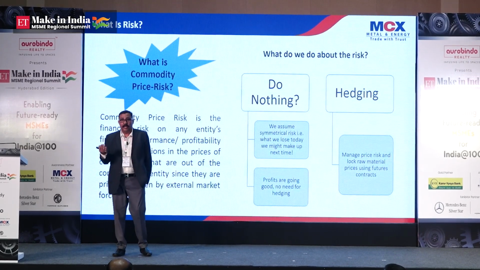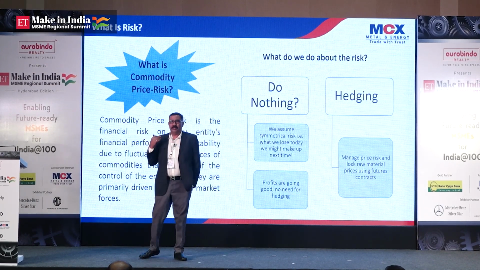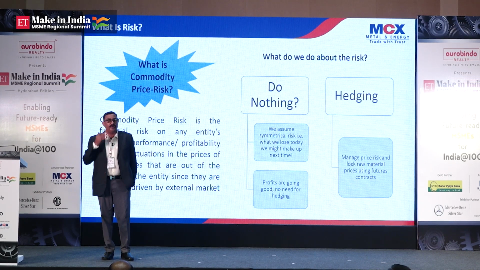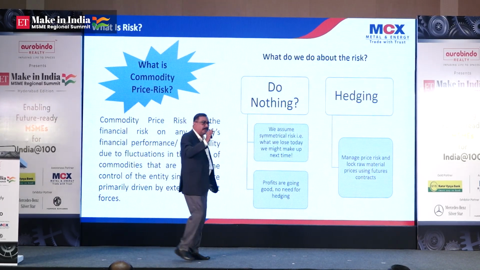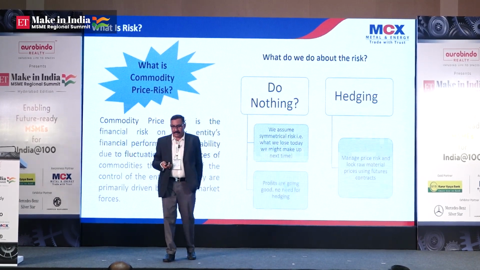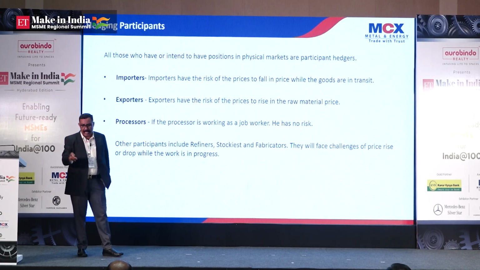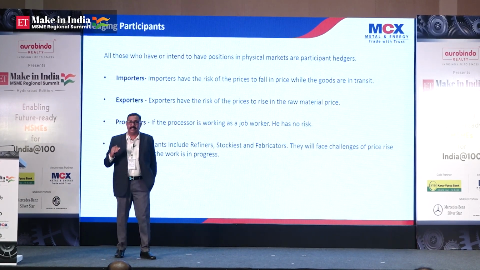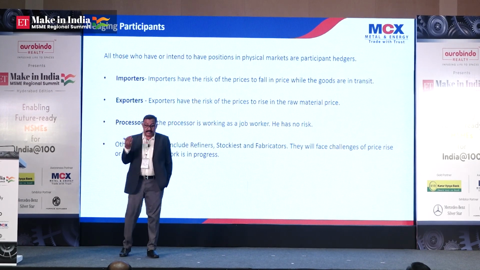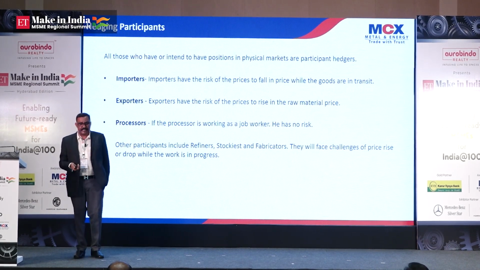That means we assume a symmetrical risk, right? Whatever we have lost today, we will make up tomorrow. So then you think, okay, fine, my profits are going well, why should I hedge? If you don't hedge, when you are making a profit of 15 to 20% and there is a volatility of 28% in aluminium, how are you going to manage that risk? Now, who all can use this platform? We have importers, who have a risk when the prices are falling. We have exporters; if the prices of raw material increase, then also there is a risk. Processors, refiners, stockists, fabricators, all of them need this platform for price risk management.